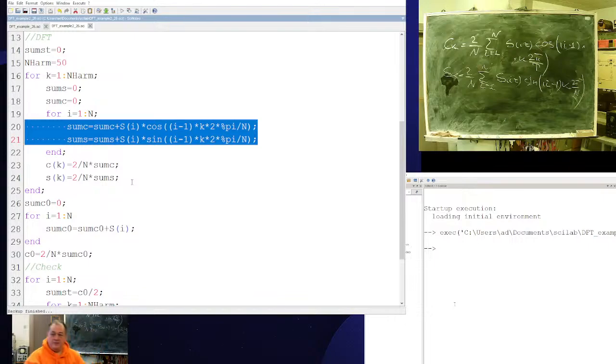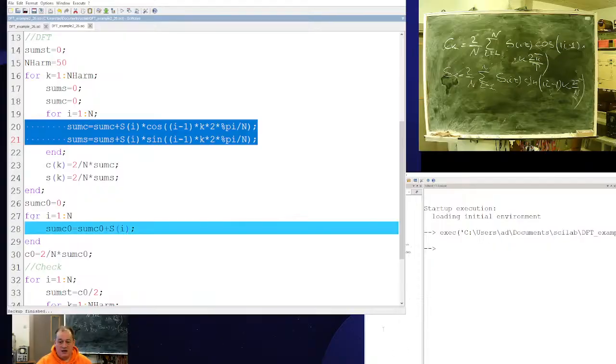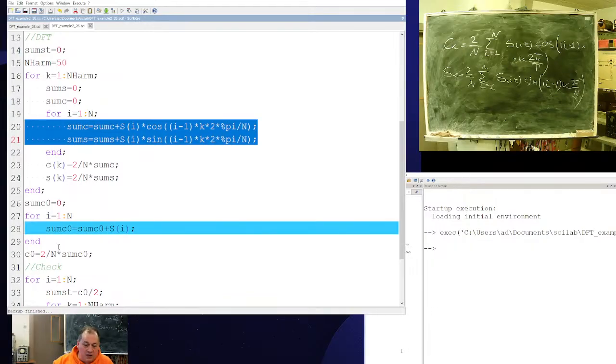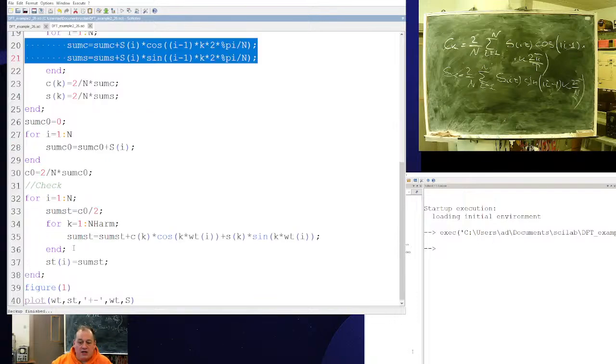Here are the sums, k double pi divided by n, 2 divided by n, and this one is for the DC component. If I didn't make a mistake, the result will be 50 cosine factors, 50 sine factors, plus 1 DC. How can I check the result?